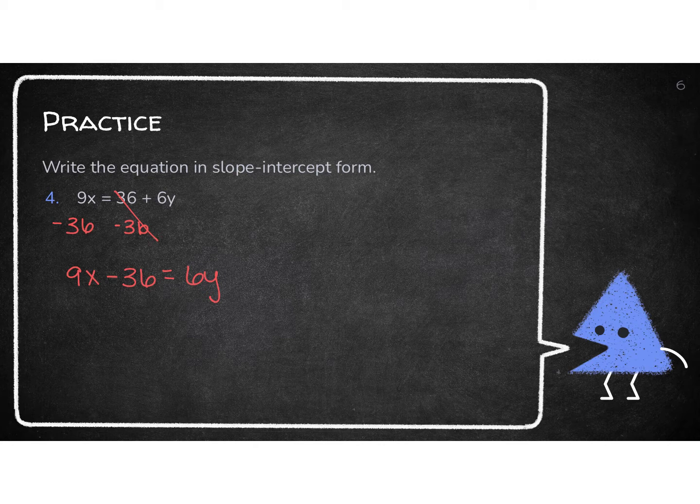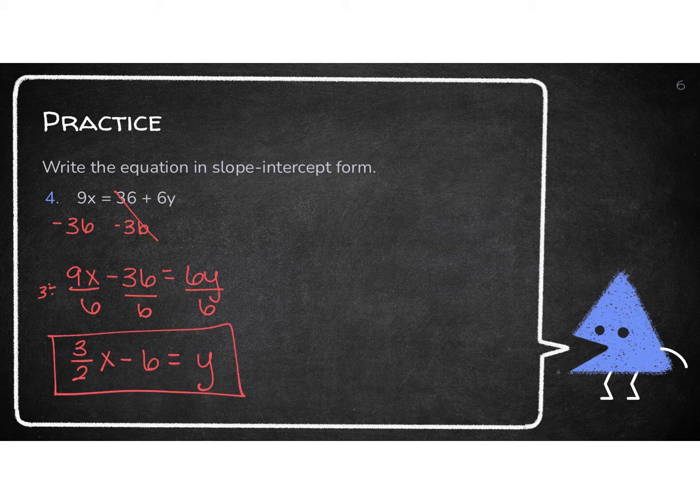So now remember, we're still just trying to get the y alone. So I need to get rid of what's being multiplied by dividing by 6 for everything. So 9 divided by 6 does not come out nice, but we can simplify that. We can divide both of those things by 3. So I'm going to be left with 3 over 2x minus 36 divided by 6 is going to give me 6, and that's going to equal y. So it looked a little funky, but the y is still alone, and I'm still in slope-intercept form, so that is good to go.